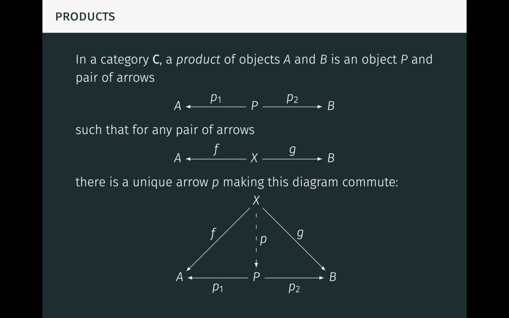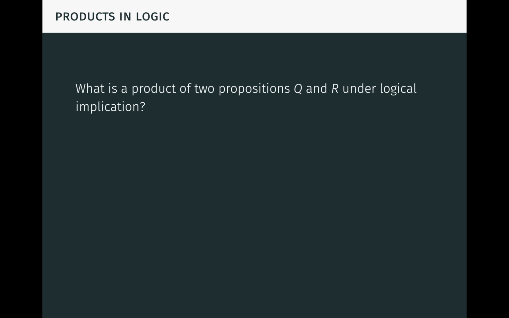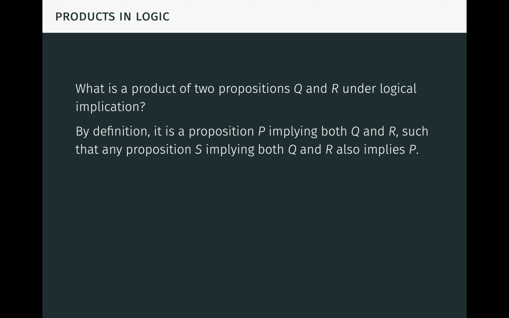Let's look at another example of a product. What is the product of two propositions Q and R under logical implication? By definition of the product in the category of propositions under implication, it must be a proposition P implying both Q and R, such that any proposition S implying both Q and R also implies P. Therefore, P is just the conjunction Q and R.